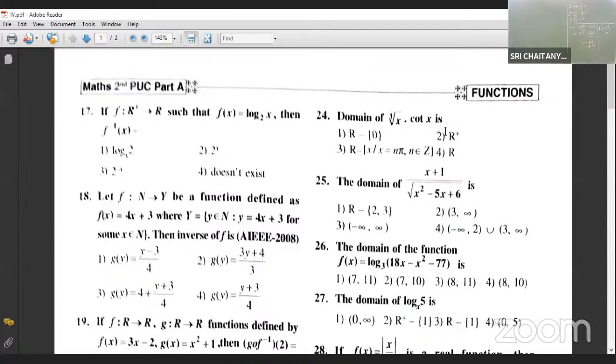Fifth problem. The domain of x plus 1 upon root of x square minus 5x plus 6. I hope you have copied that problem.